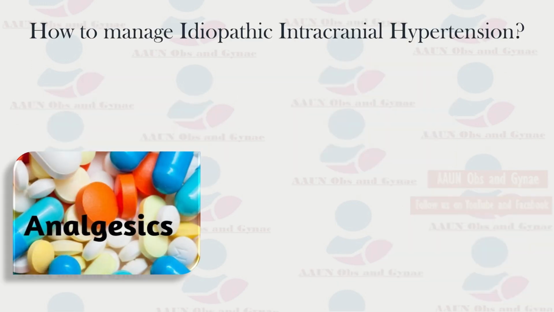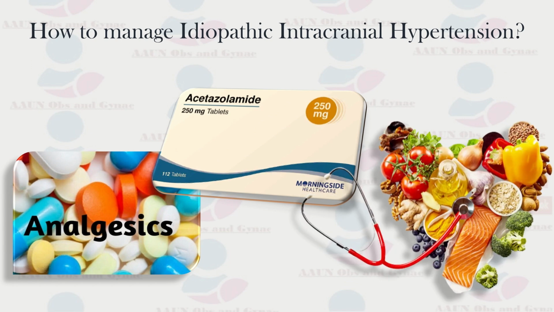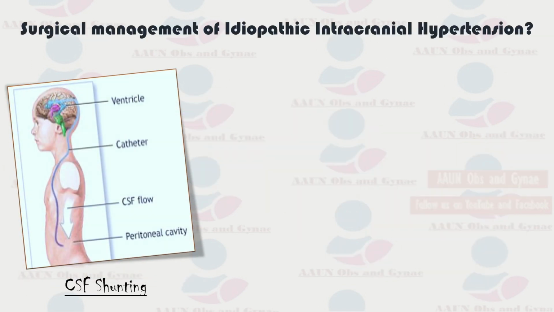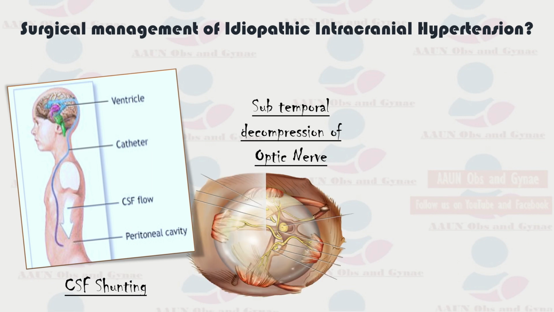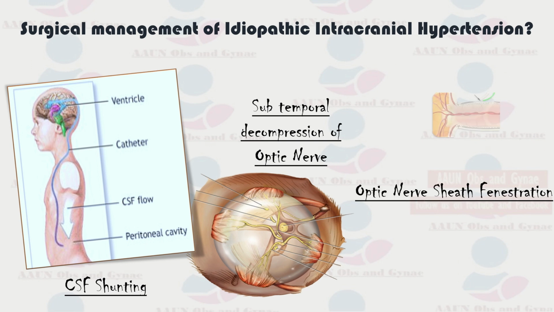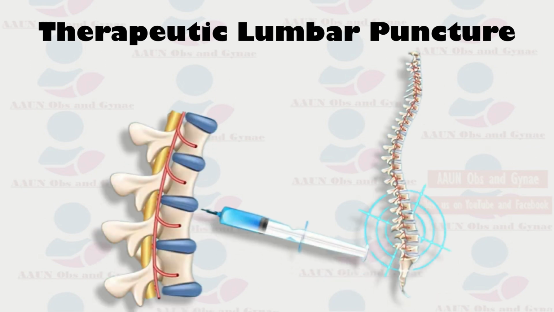Management is by analgesics or by diuretics to reduce CSF production and dietary modification to aid weight loss. The surgical options include optic nerve sheath fenestration, CSF shunting via lumboperitoneal or ventriculoperitoneal route, and subtemporal decompression of the optic nerve. Therapeutic lumbar puncture is safe and can be done at any time during pregnancy. However, it is technically challenging in obese women.